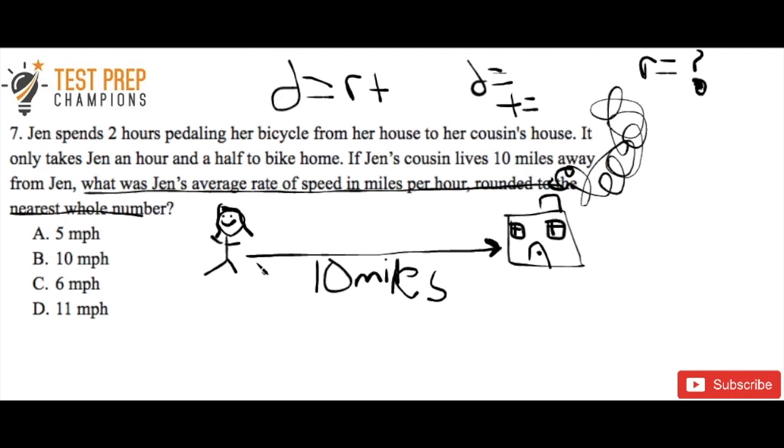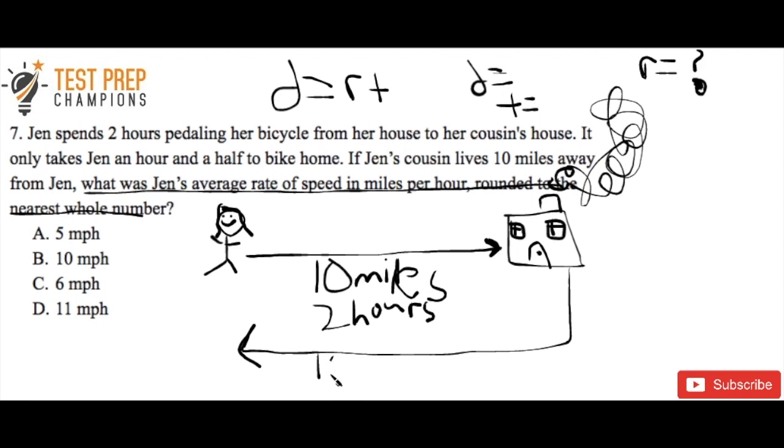So we know that the distance from her house to her cousin's house was 10 miles. All right, and so it says that it takes her 2 hours to get there. So the ride there is 2 hours. Okay, so she gets there and they have tea or do whatever they're going to do, have a grand old time. And then Jen is going to go back now. So here's Jen, and she rides back to her house now. And so again, we know that this distance is still 10 miles.